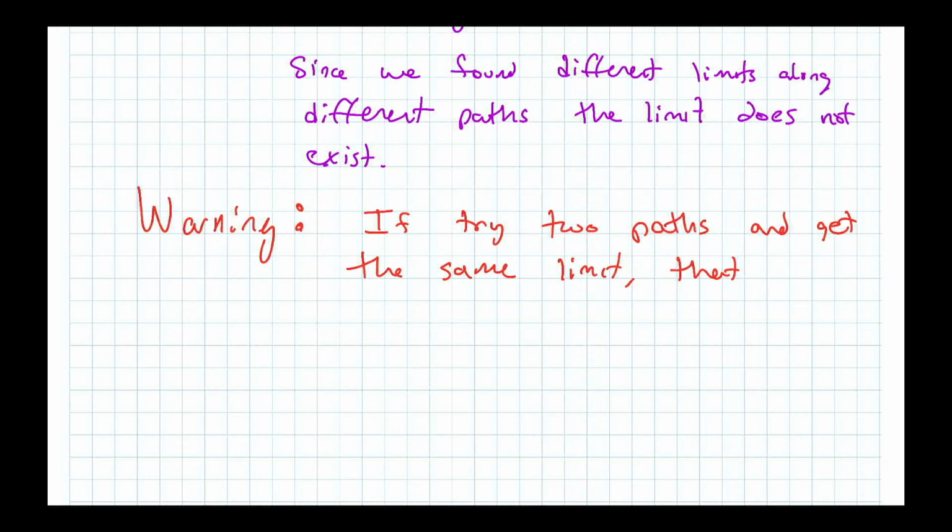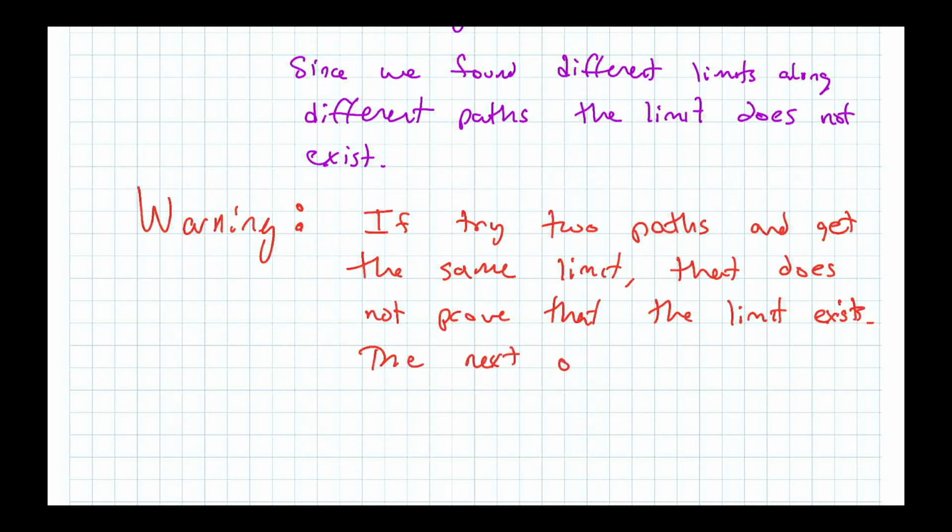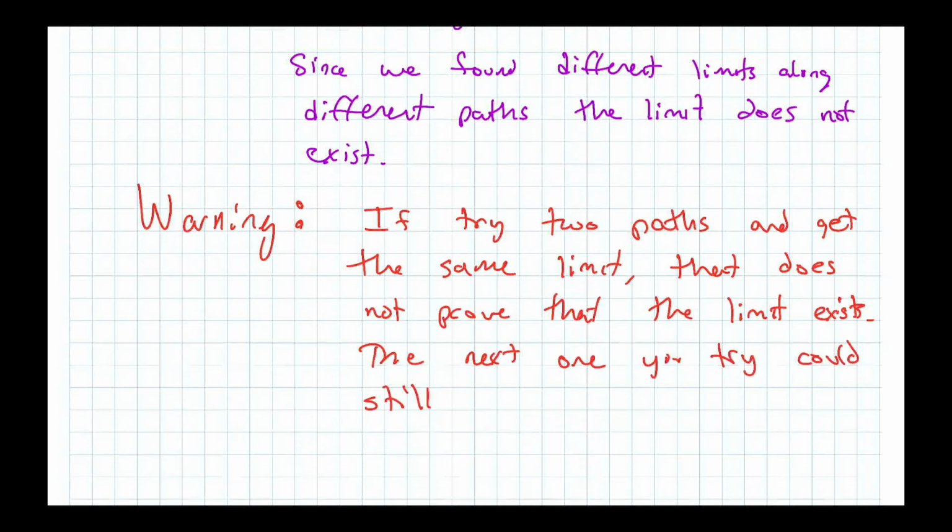So if you try two paths and get the same limit, that does not prove that the limit exists. The next path you try might give you a different limit, which would mean that the limit doesn't exist.